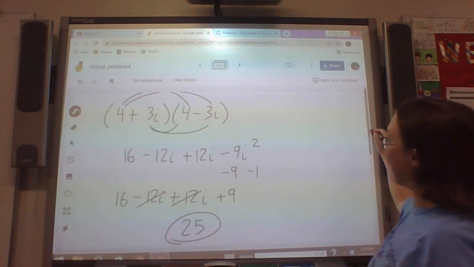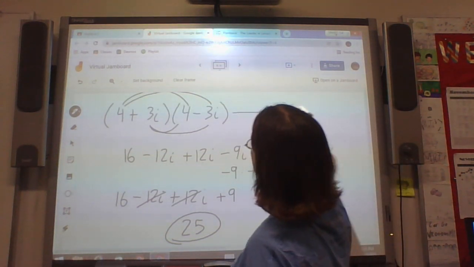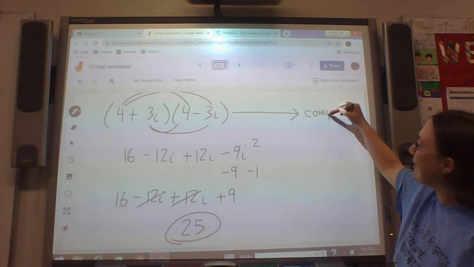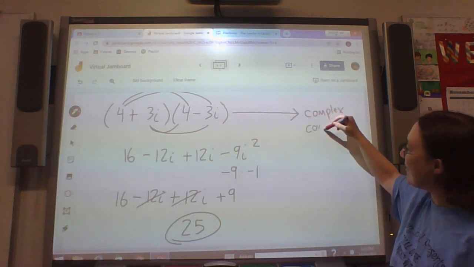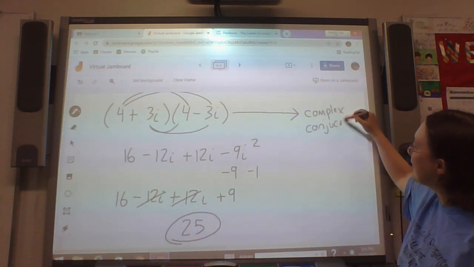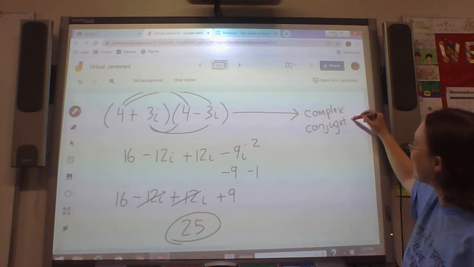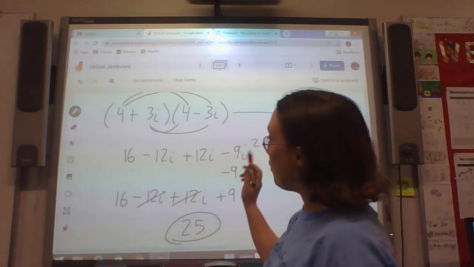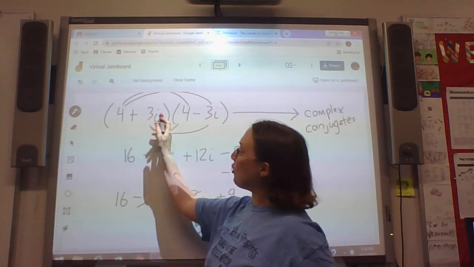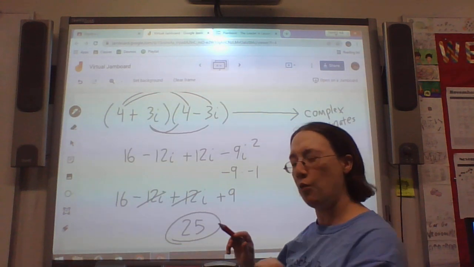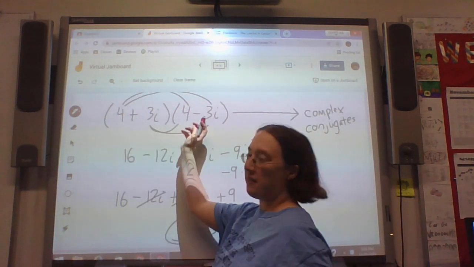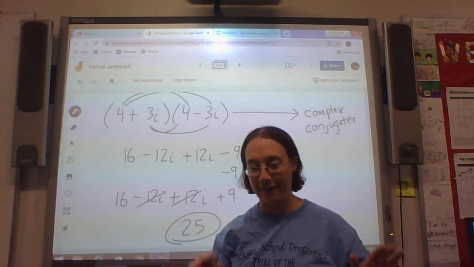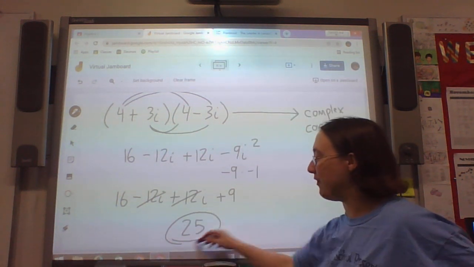And they did that because these things that we were starting out with back here are called complex conjugates. Complex conjugates. I can spell conjugate. I can't spell conjugates. There we go. Complex conjugates. So that's what we call it when we have the same numbers with the same variables, but one of them is positive, one of them is negative. So if we have one that's a plus, one that's a minus, but everything else is the same, it's going to end up doing something like this.